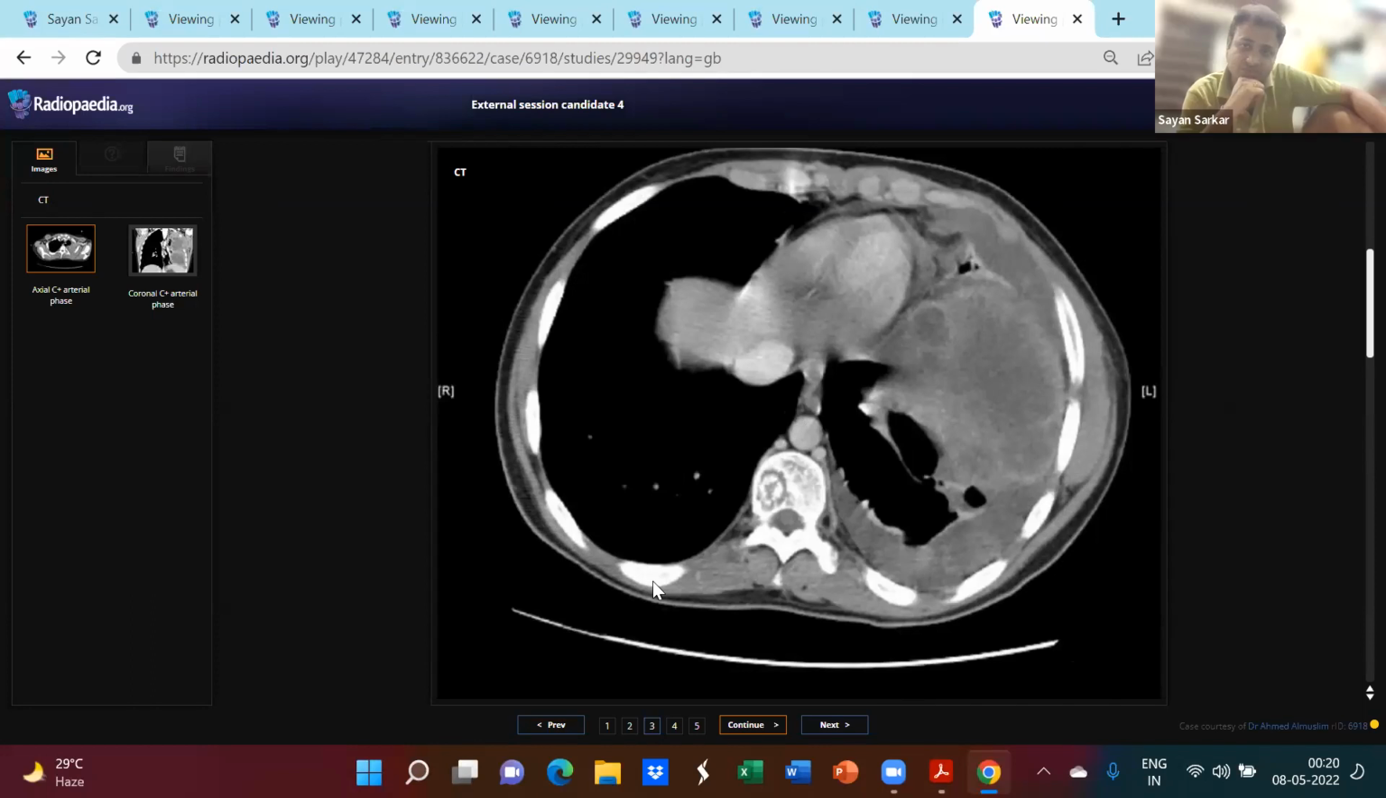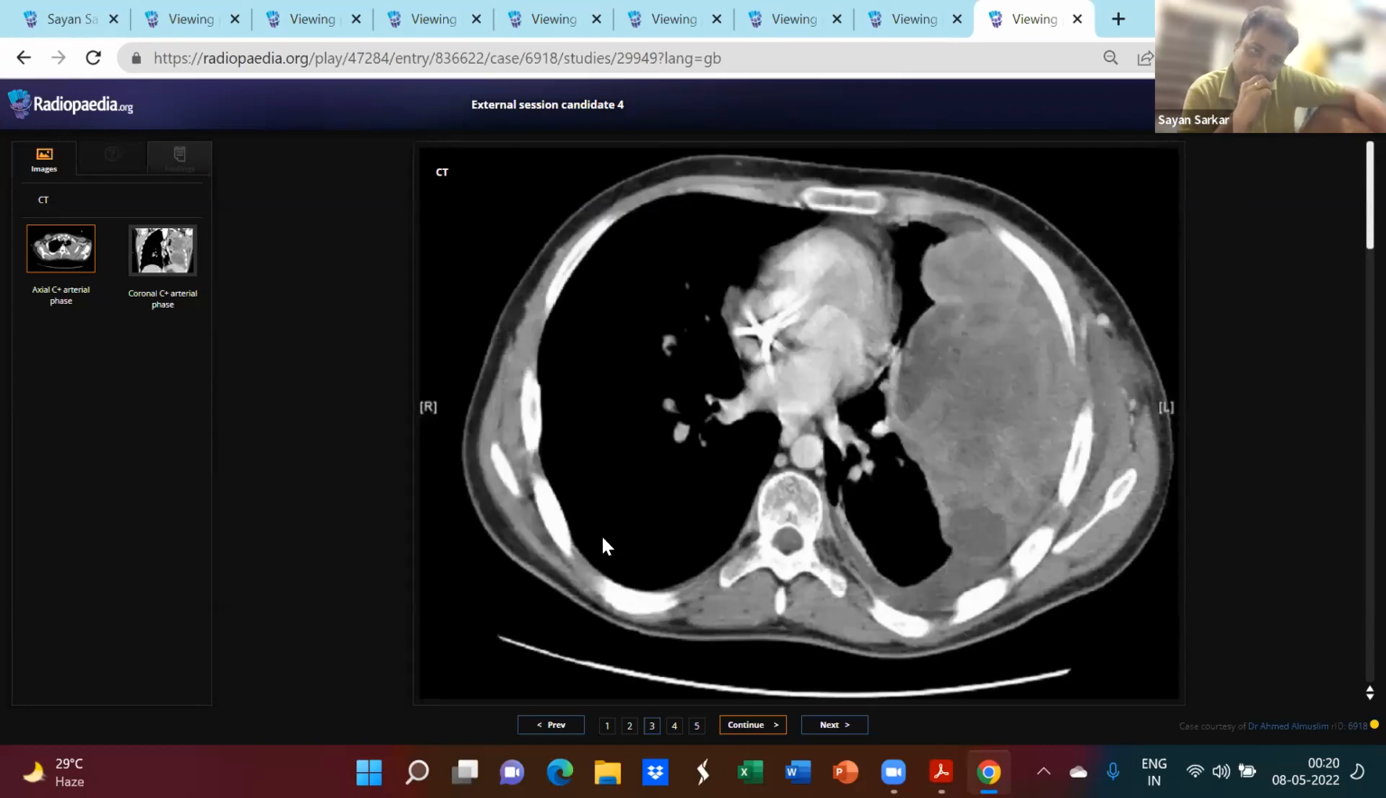Any other chest wall lesion that you can think of? Other than the Askin tumors and Ewing's? So I mentioned Askin tumor. You have already mentioned Askin's tumor. I was not able to hear that. Fine. So how will you take this case forward?